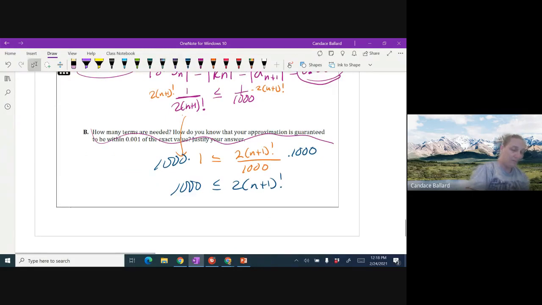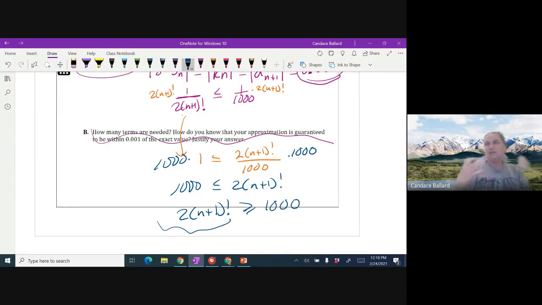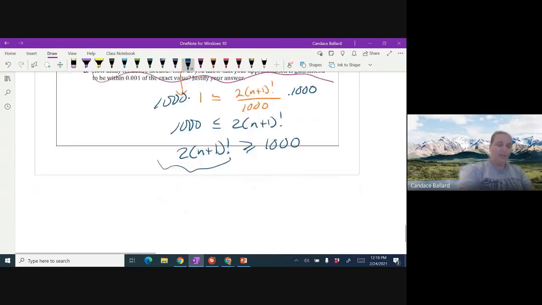Personally, I like looking at it the other way. Whatever I put in here has to be bigger than 1,000. So I'm going to start testing n values, literally guessing and checking. The other version is that you can solve it, but the only reason I'm guessing and checking is because of the factorial. I can't undo a factorial, but it's not too horrible to guess and check this one. It's probably not going to be 1, so let's pick something bigger, like 3. Let's see what happens with 3.